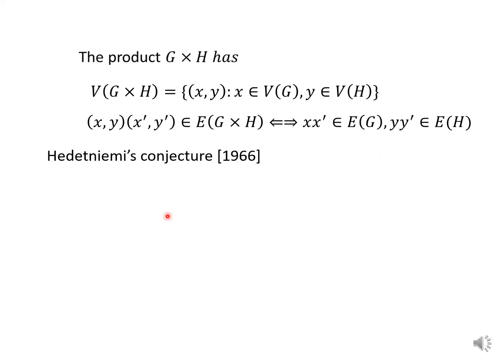Now, Hedetniemi conjectured in 1966 that for every graph G and H, the chromatic number of the product graph equals the minimum of the chromatic numbers of these two graphs. It was conjectured more than half a century ago, and this conjecture is very well known and attracted a lot of attention.